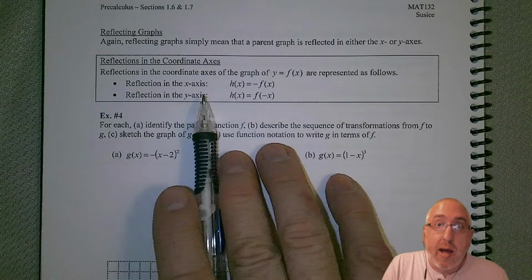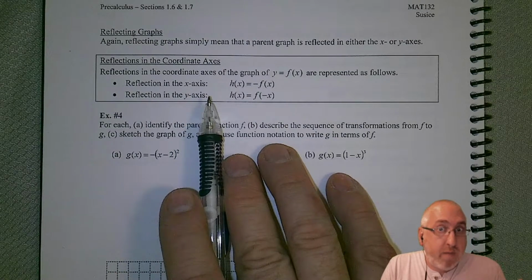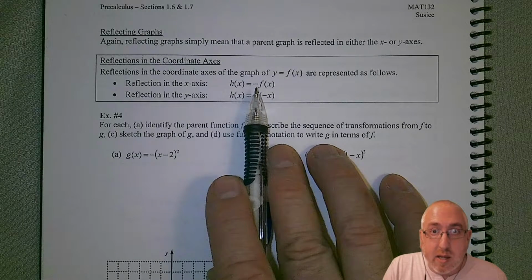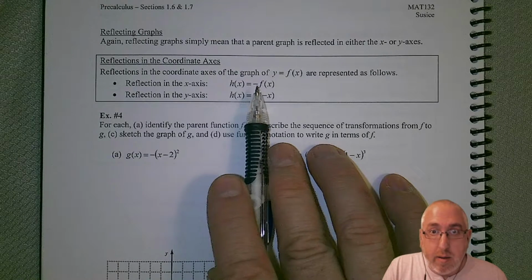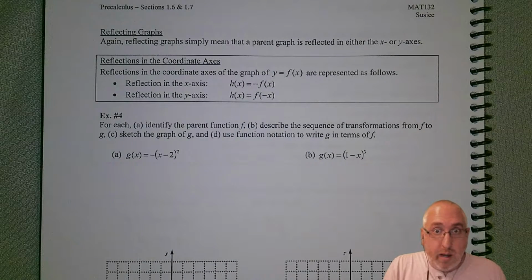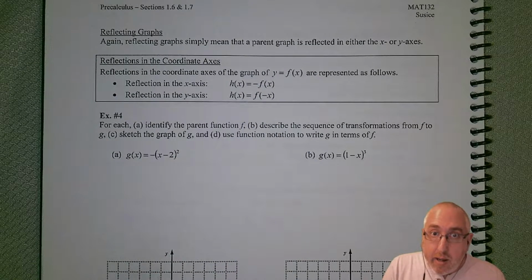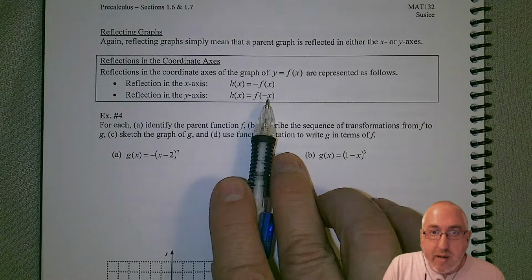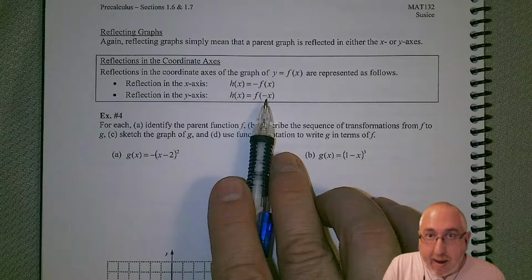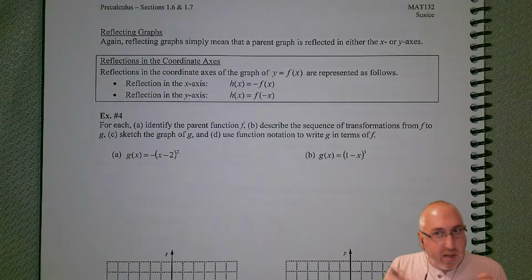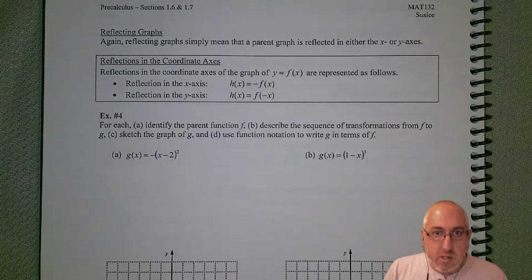So again, looking at what happens with the original parent function, we can see that a reflection in the x-axis involves negating that parent function in its entirety. So the negative's all the way out in front. But if we want to reflect in the y-axis, now we only have to negate just the value of x inside of that function. So again, it can be a little bit tricky depending on the functions, but let's see what we can do.